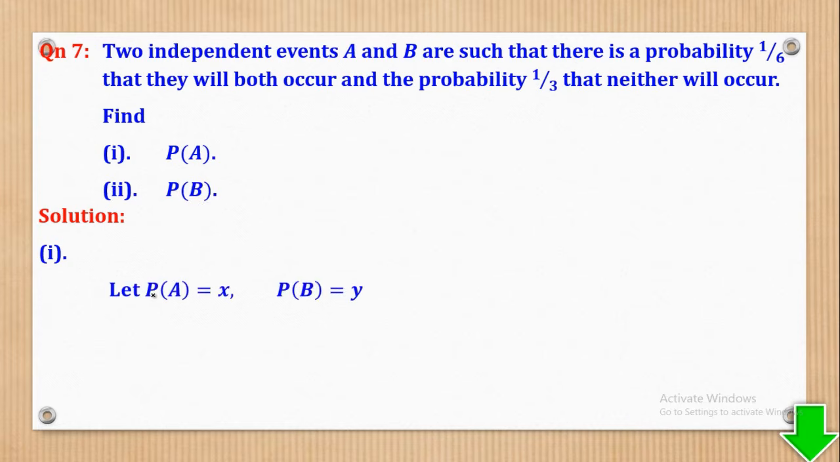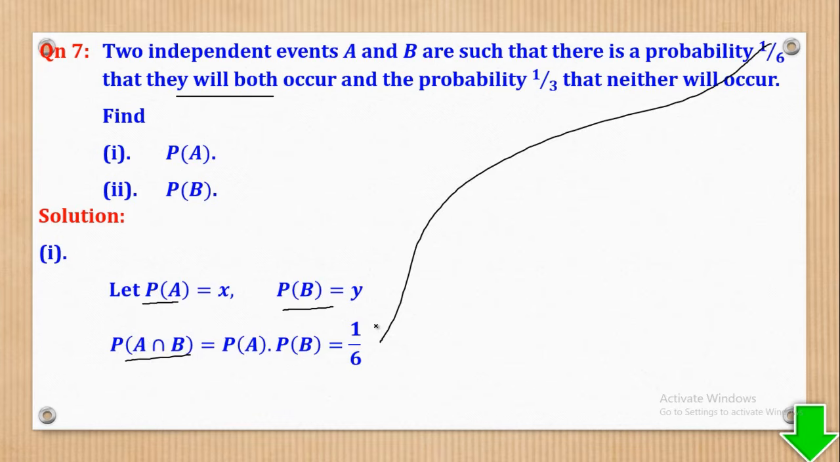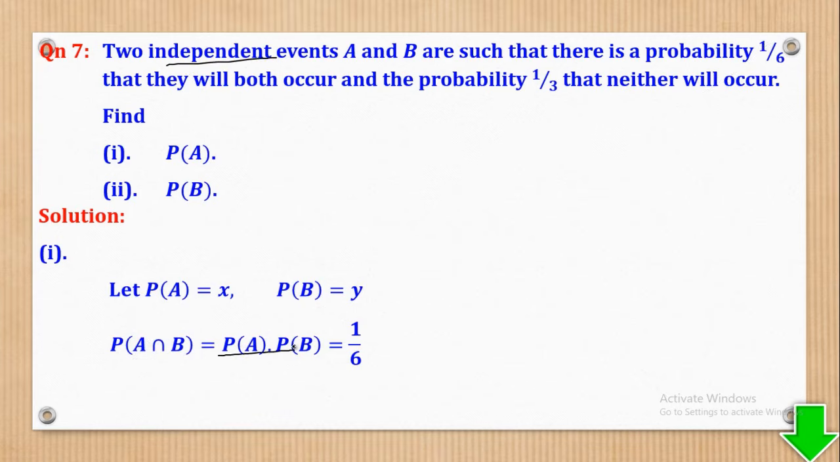So first of all, we shall let probability of A to be x and probability of B to be y. Therefore, probability that both occur is the intersection, and they told you it is 1/6. And also these are independent events, that's why we put a product here. So when I substitute, probability of A is x, probability of B is y. So I'll come up with equation 1 with 2 unknowns. That means I have to get another equation with the same unknowns.